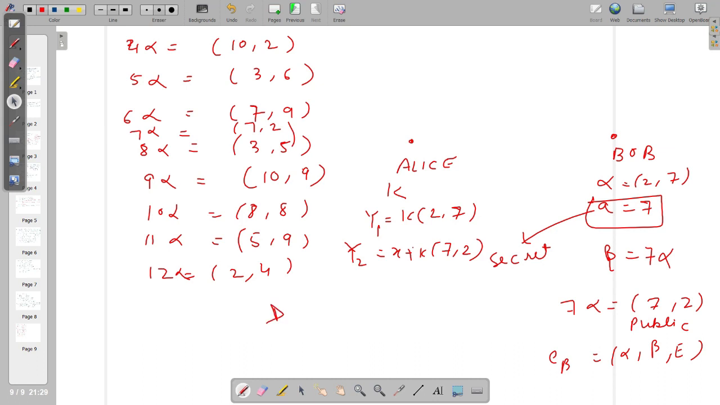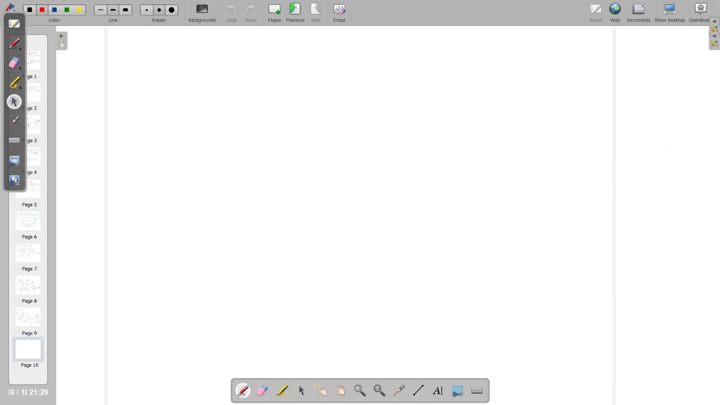Similarly, decryption can be done by Bob: y2 minus 7 y1, so y2 minus beta to the power K. Now let's take a numerical example for the Elgamal cryptosystem over an elliptic curve. Let's say the message x is equal to 10,9. This is the message which Alice wants to send, or you can say this is the plain text.